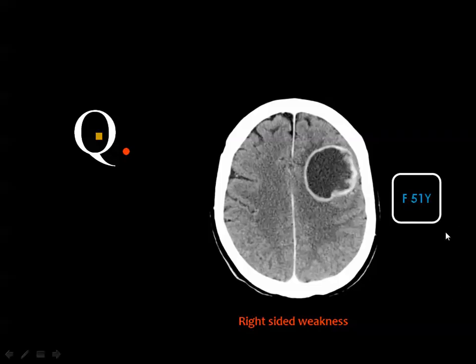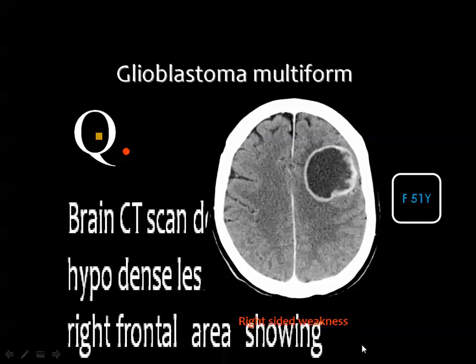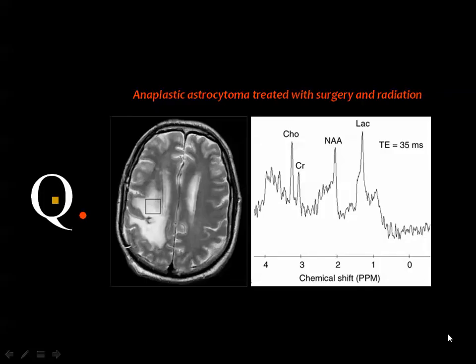Female, 51 years old, with right-sided weakness, and CT scan of the brain after contrast showing a marginally enhancing lesion in the left frontal lobe with non-uniform thickness of the enhancing margin and little perifocal brain edema. What do you think? Glioblastoma multiforme. And this is a patient with anaplastic astrocytoma treated by surgery and irradiation.